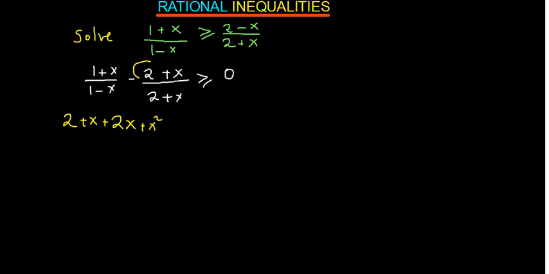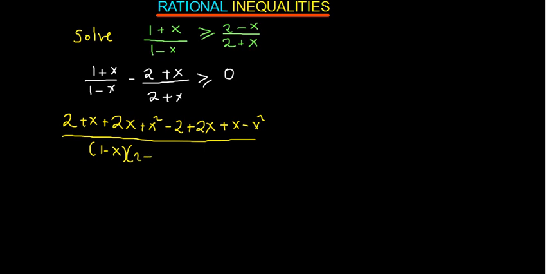And then multiply what is on top of the second fraction with what is down the first fraction. So this is a negative 2 multiplied by 1, that is going to be a negative 2. Negative 2 multiplied by negative x, that will be positive 2x. And then x multiplied by 1, that would be x. And then x multiplied by negative x, that would be negative x squared. And then also multiply the two denominators. That will be (1 minus x)(2 plus x) is greater than or equal to 0.